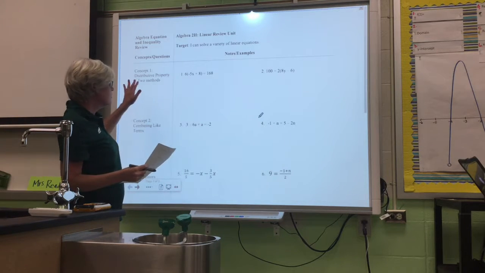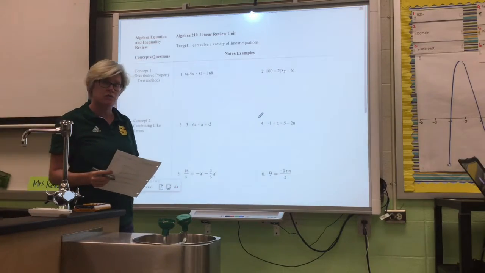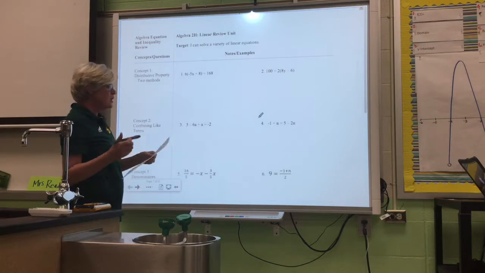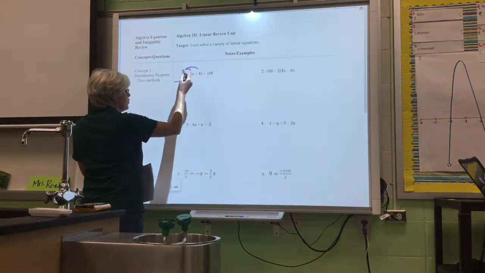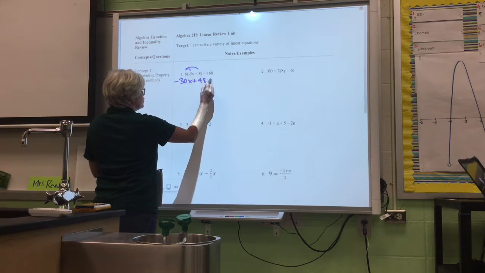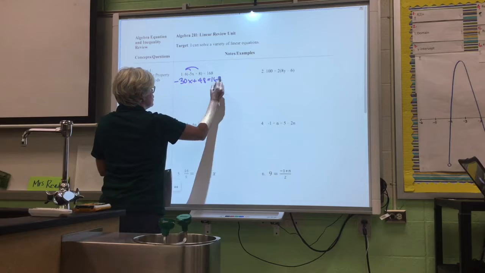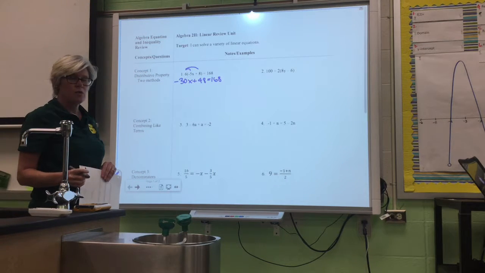And it says here there are two methods. So I'm going to show you two different ways to solve problems that look like distributive problems. The first one I'm going to do is just your typical distribution problem. So you know how to distribute, and so you distribute that across. You get negative 30x plus 148 plus 48 equal to 168.